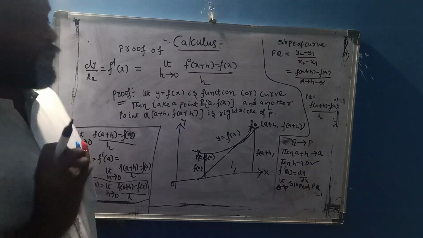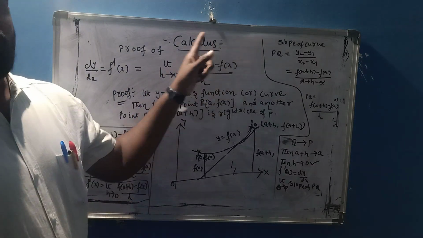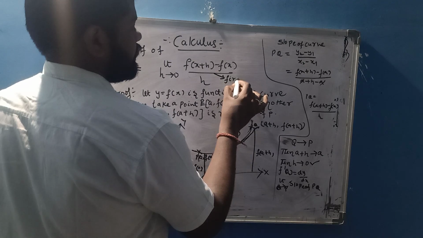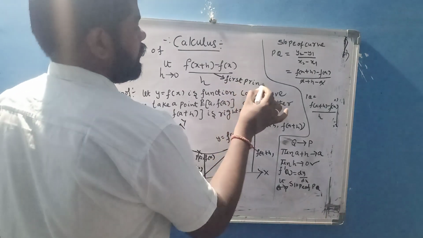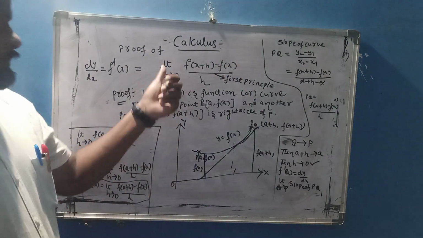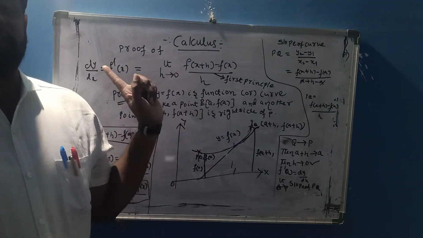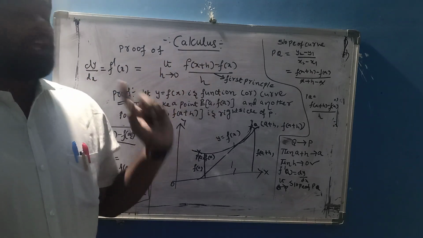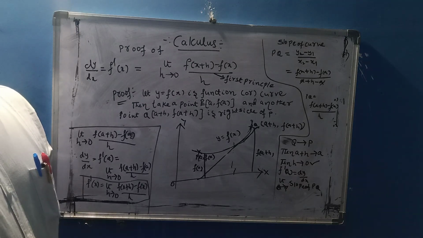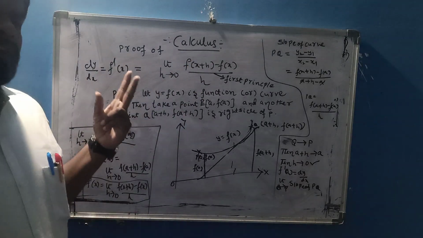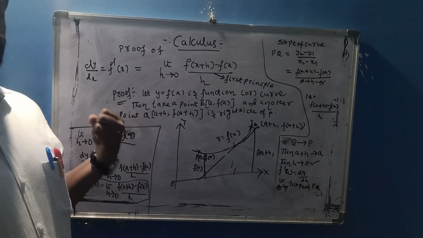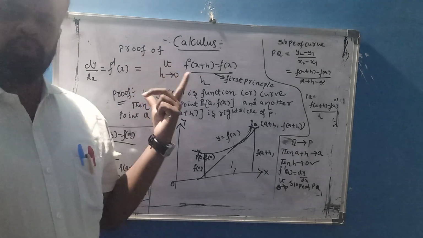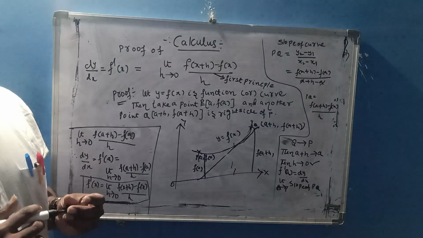This total formula has another name. That is called the first principle of differentiation, also called the first principle of derivative. What is the formula? f dash of x equals dy by dx equals the limit h tends to 0 of f of x plus h minus f of x by h. By using this first principle, we can derive the derivative of any function, algebraic or otherwise.